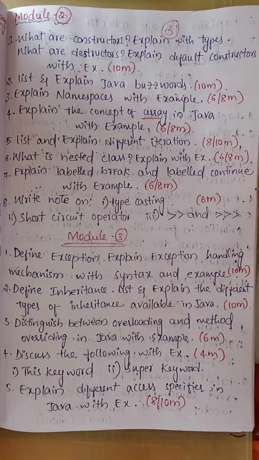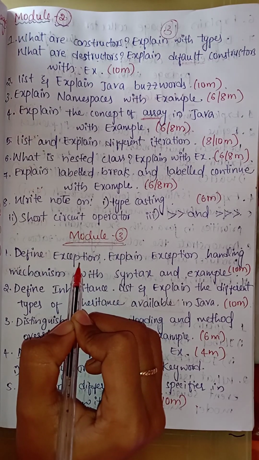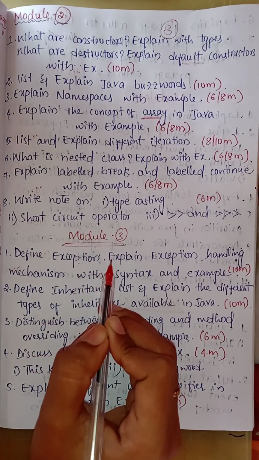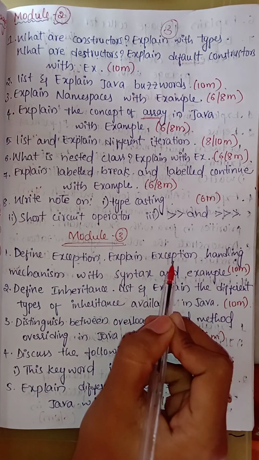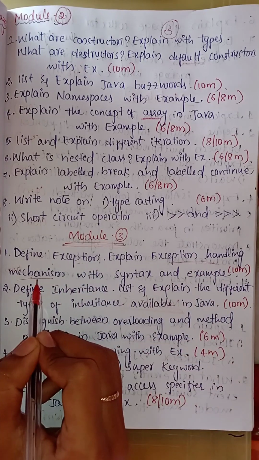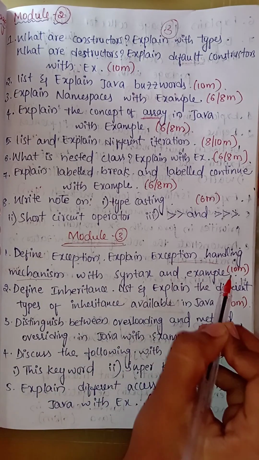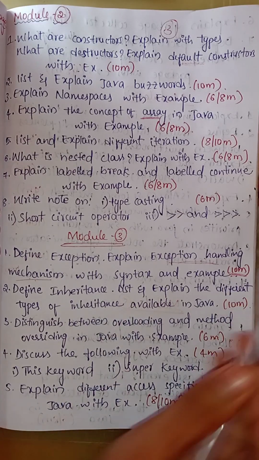Let's see module 3. Exception. Exception is a very important concept. They will ask in each and every question paper. Define exception. Explain the exception handling mechanism. This is very important. Exception handling mechanism with syntax and example. This is for 10 marks for sure. In every question paper they have asked.